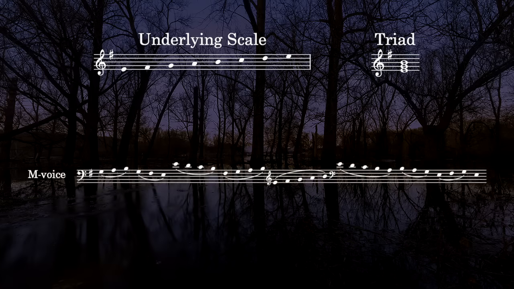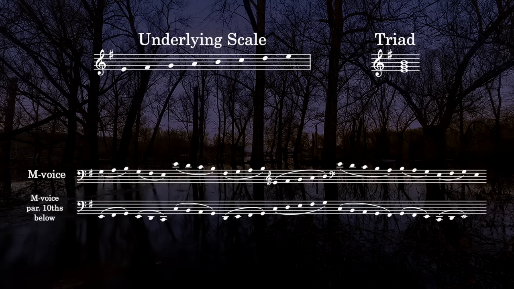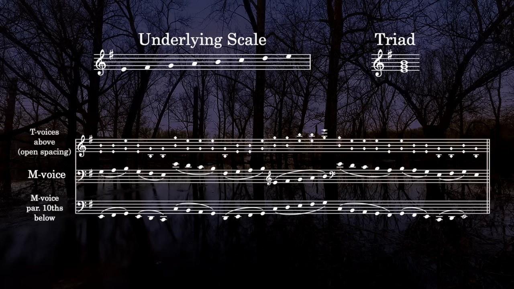I'll start with a pattern of scale segments for the primary M voice, which I'm planning to put into the left hand of the organist. A secondary M voice, which will go into the pedals, is going to be a tenth below it. The right hand can take two T voices in open spacing above the primary M voice. You don't have to choose an open position like I did, but whatever relationship you choose, you have to stick with it.